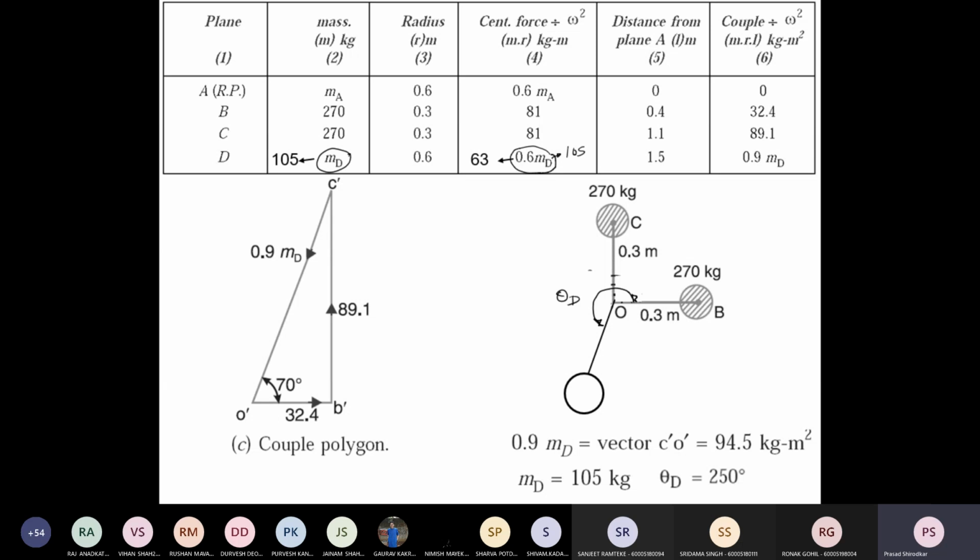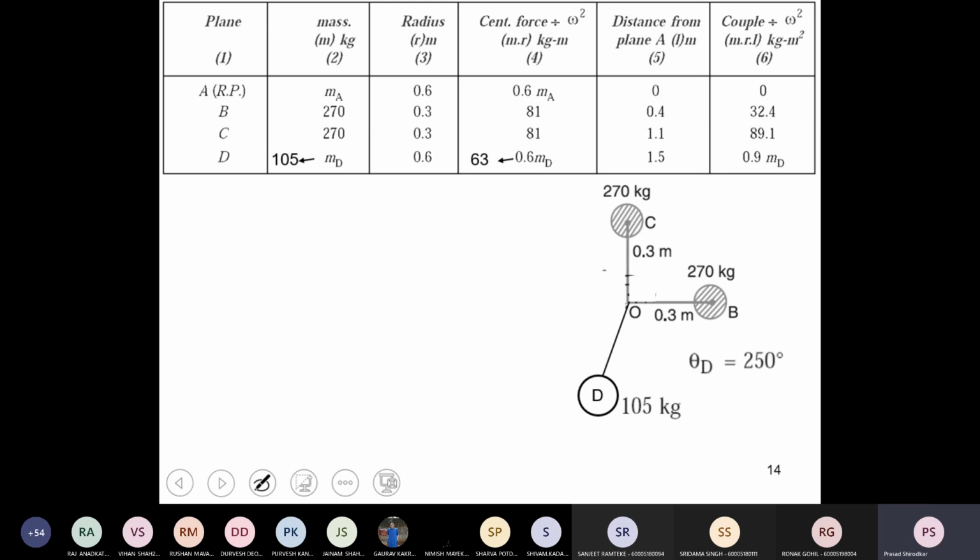Right. So next let's go and construct the force polygon. So you have got the position of three masses B, C, and D. So let's find out the magnitude and position of A. Alright. So up till this is done. Theta D is 250 degrees. Now construct the force polygon.